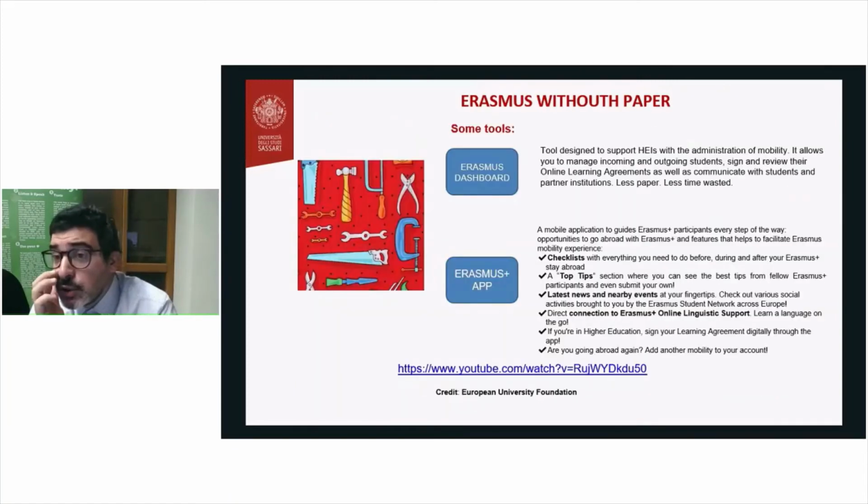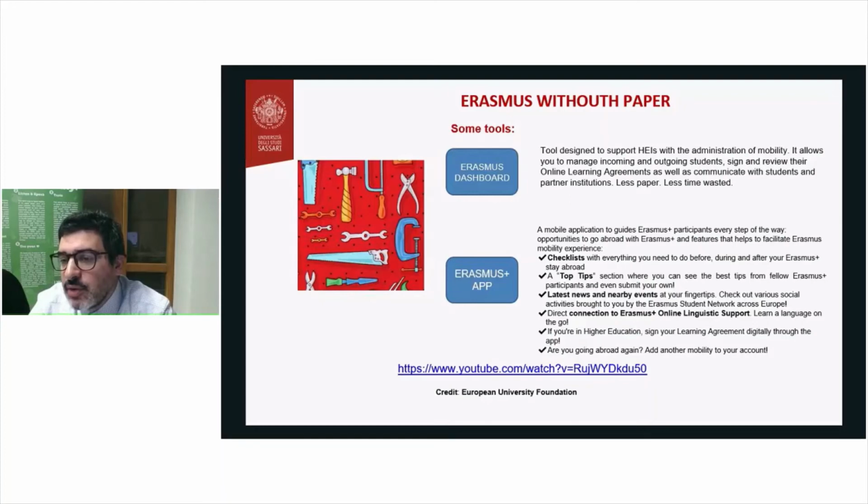So, in order to implement this program, the European Commission has developed basically two online tools. One is an Erasmus dashboard, which allows you to manage both the incoming and outgoing students, sign papers, and also review the documents, including the learning agreements, and also communicate with students and the public institutions. Okay, and the other one is a mobile app that guides applicants through a checklist through the whole Erasmus procedure.